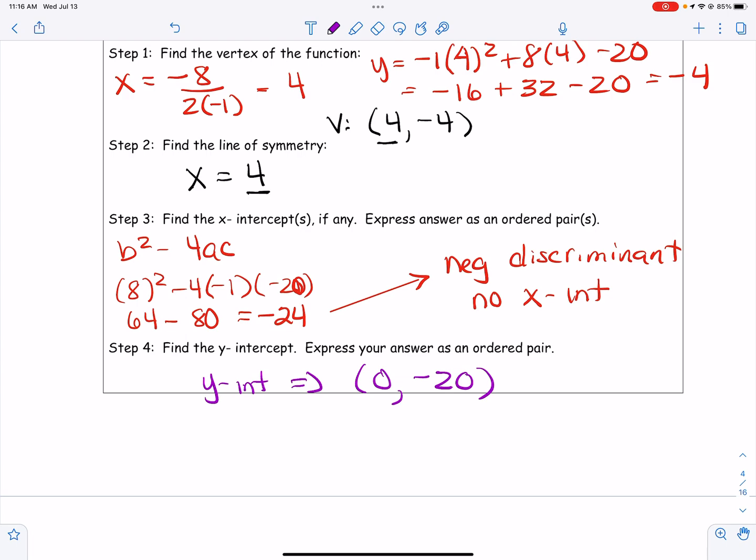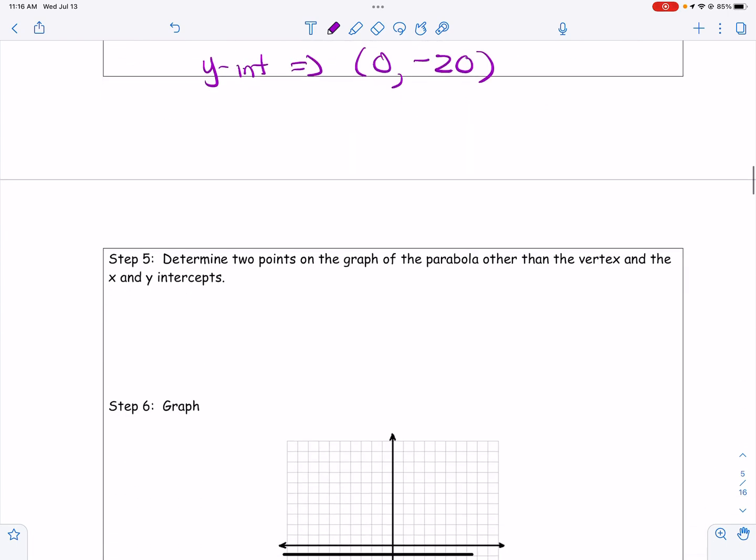Now, we're going to graph it, okay? So this is what it's going to say. It's going to determine 2 points on the graph other than the vertex. Since we have no x-intercepts, we're going to have to use a different method. So remember, your vertex was 4, -4, okay? And so you have to remember that the original movement was always to move right and up 1, okay?